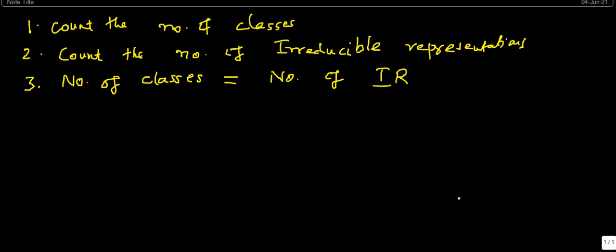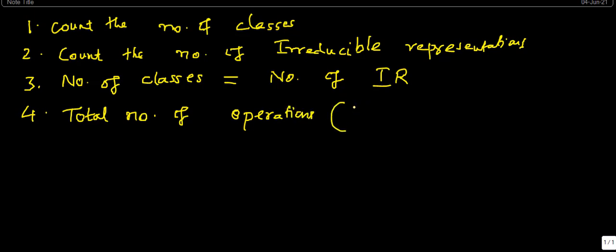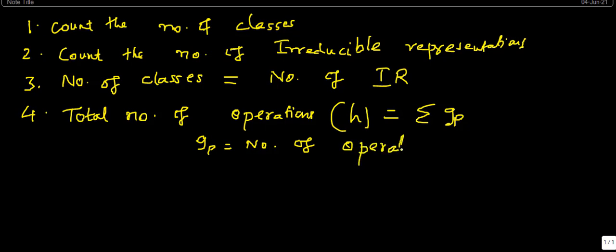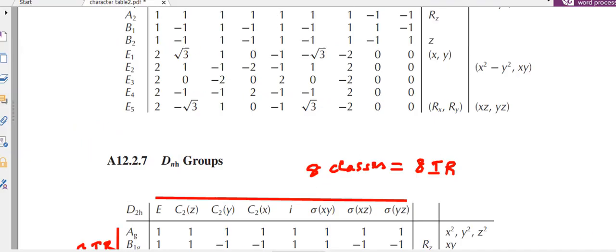Next we will come to another aspect, that is finding out the total number of operations. The total number of operations is given by the symbol h, which is the summation of gP, where gP is the number of operations in a class. Number of operations in a class.